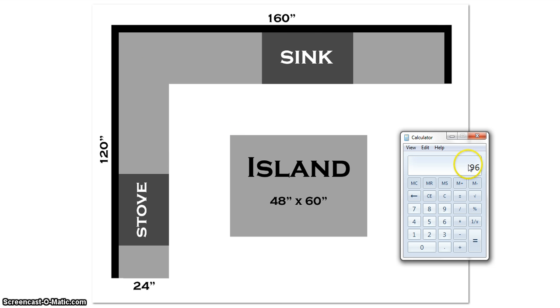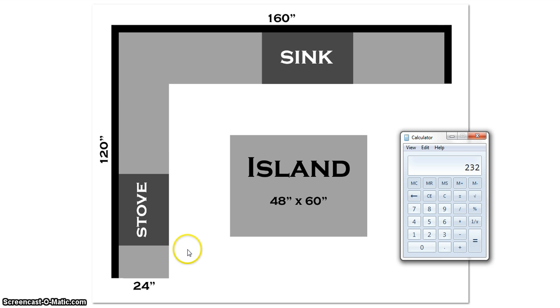So 96 inches. We then do the same with our other sides. So 160 minus 24 equals 136. So now we take that 136 and add it to the 96 we got on the other side. And we have a total of 232 inches on our front dimension.